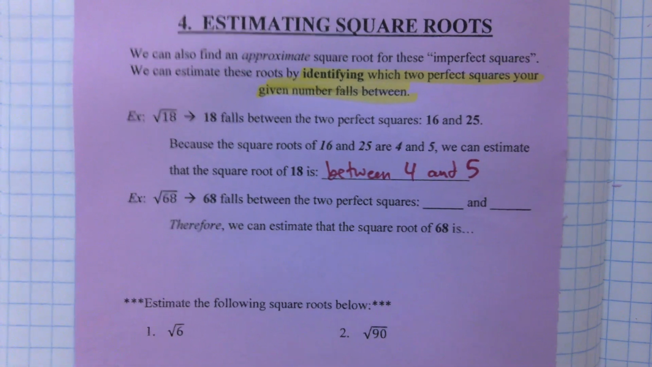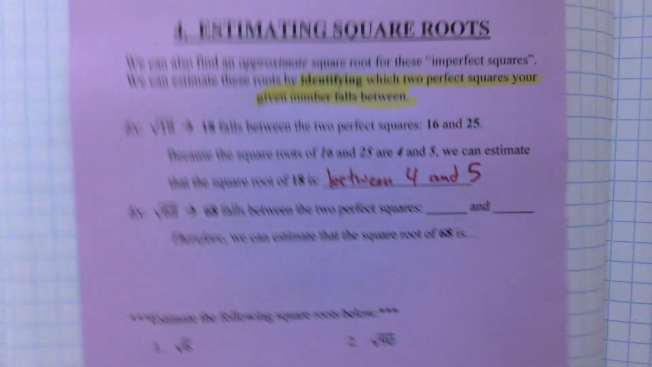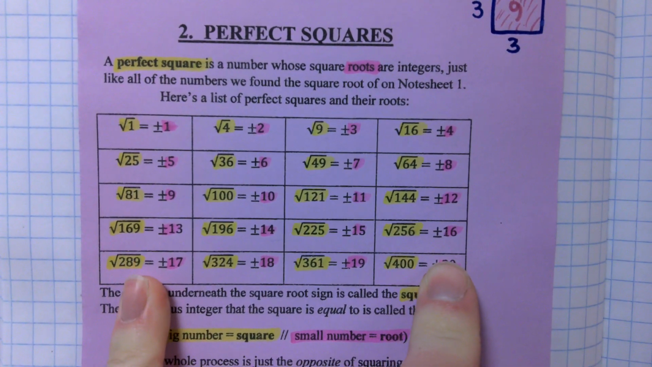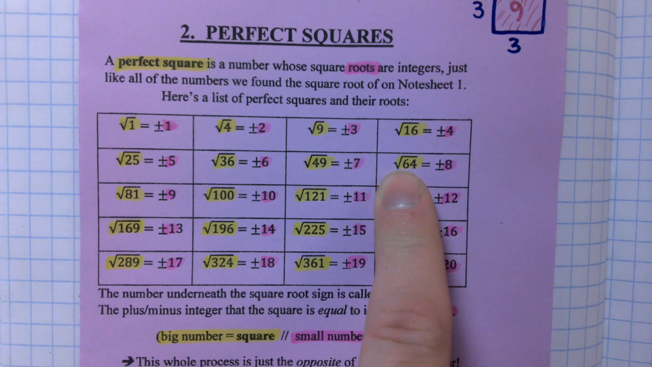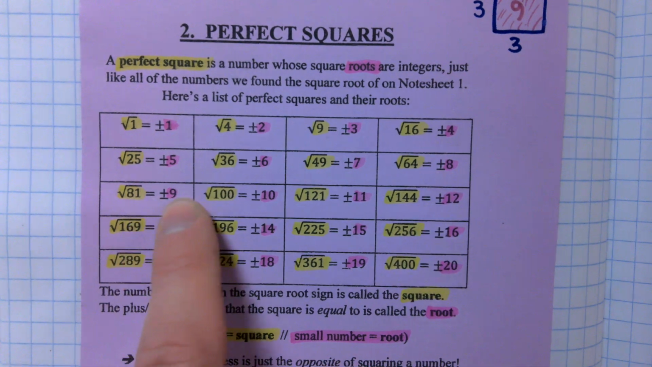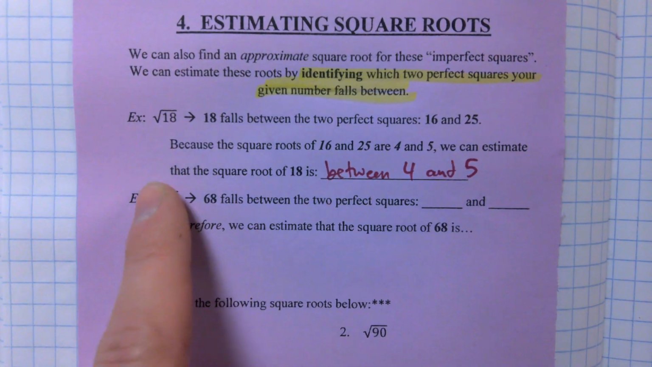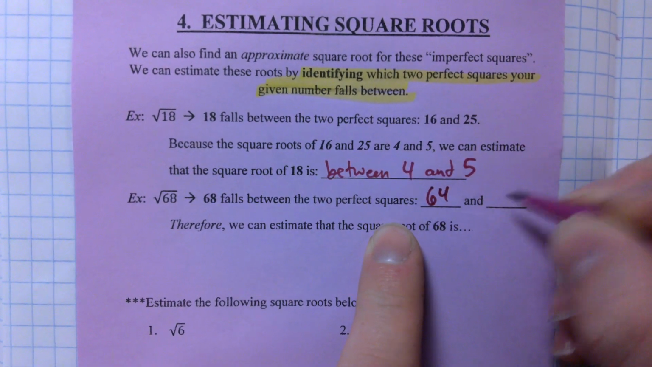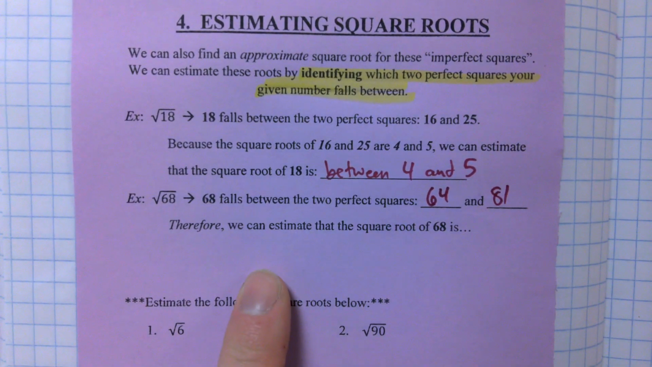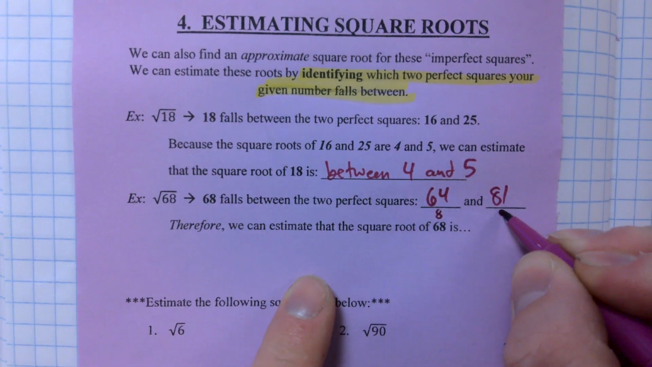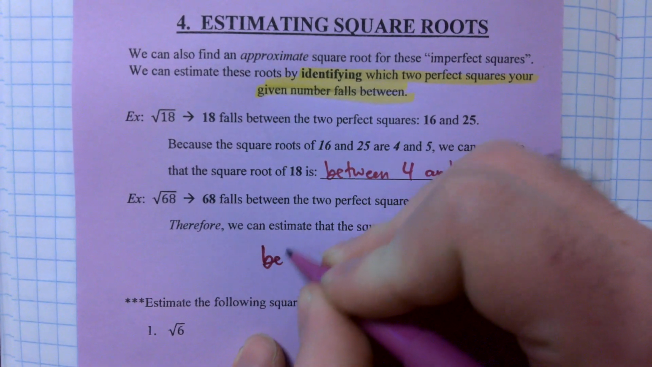Kind of? No? What about square root of 68? What's the closest perfect square here to 68? Probably 64. Is it more than 64 or less than 64? More than 64. So it's going to be slightly more than 8, but it's definitely going to be less than 9. So the square root of 68 is between the perfect squares 64 and 81. Well, the square root of 64 is 8, and the square root of 81 is 9. So my answer is going to be between 8 and 9.